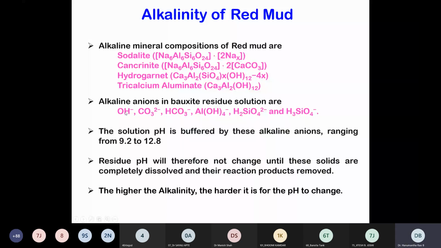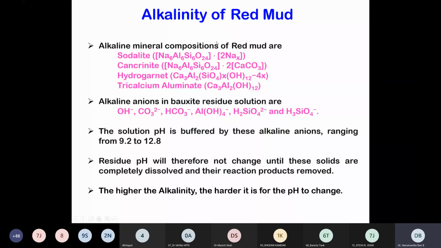So that is still remaining inside the red mud only. Then carbonates, bicarbonates, then aluminum hydroxides, and other chemicals. All these chemicals induce some kind of alkalinity to the red mud. But how and in which form are they available? They're available in mineral forms.